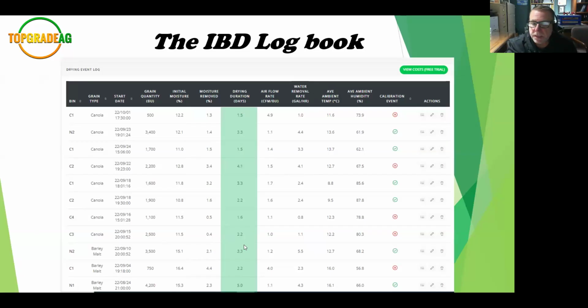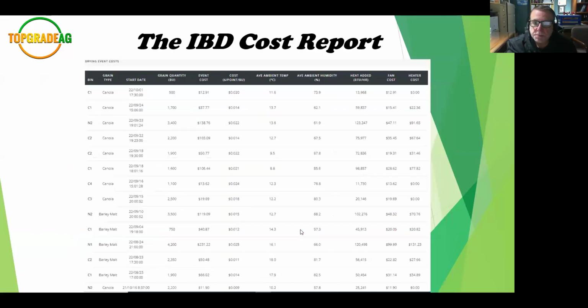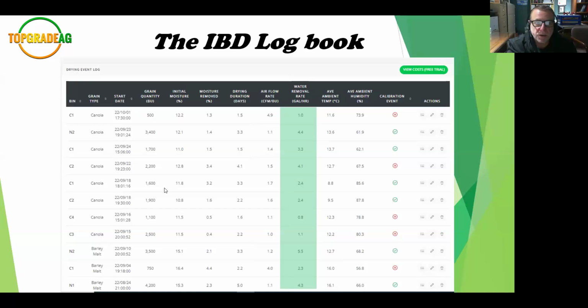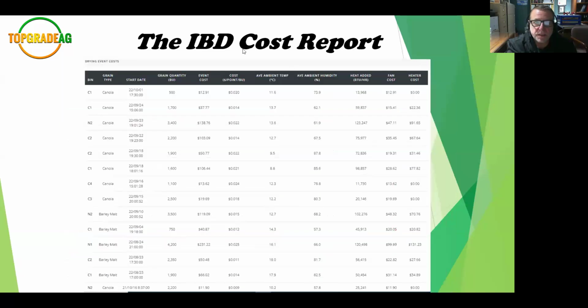The drying duration, how many days did it take? What airflow rate was used? So sometimes with small batches, you have very high airflow rates, and sometimes it's closer to the 1. The water removal rate, so the average, how many gallons per hour were removed during that event, and all the key parameters for the drying events.